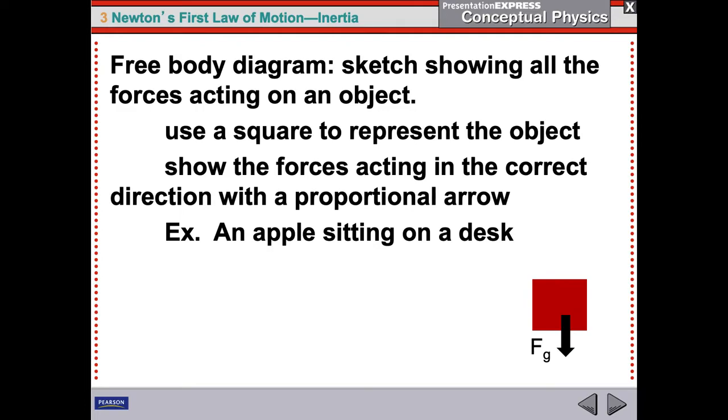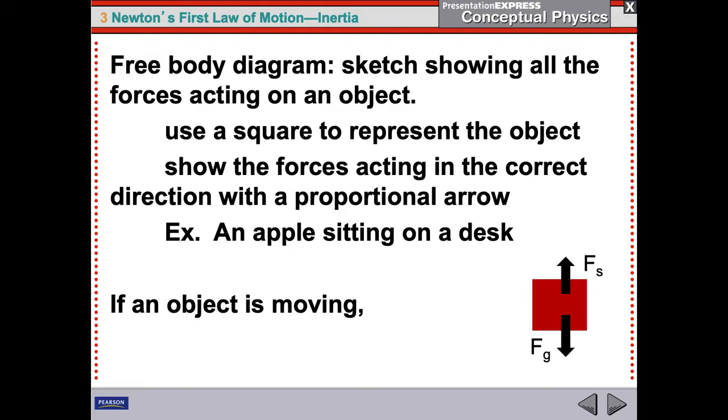Okay, F little g. And because the apple is sitting still and not falling through the desk, we know there has to be a support force holding it up, so we write it just like that. And because it's not moving, it's at rest, it must be in equilibrium. So those two forces have to be equal, and the arrows that represent them should be equal.